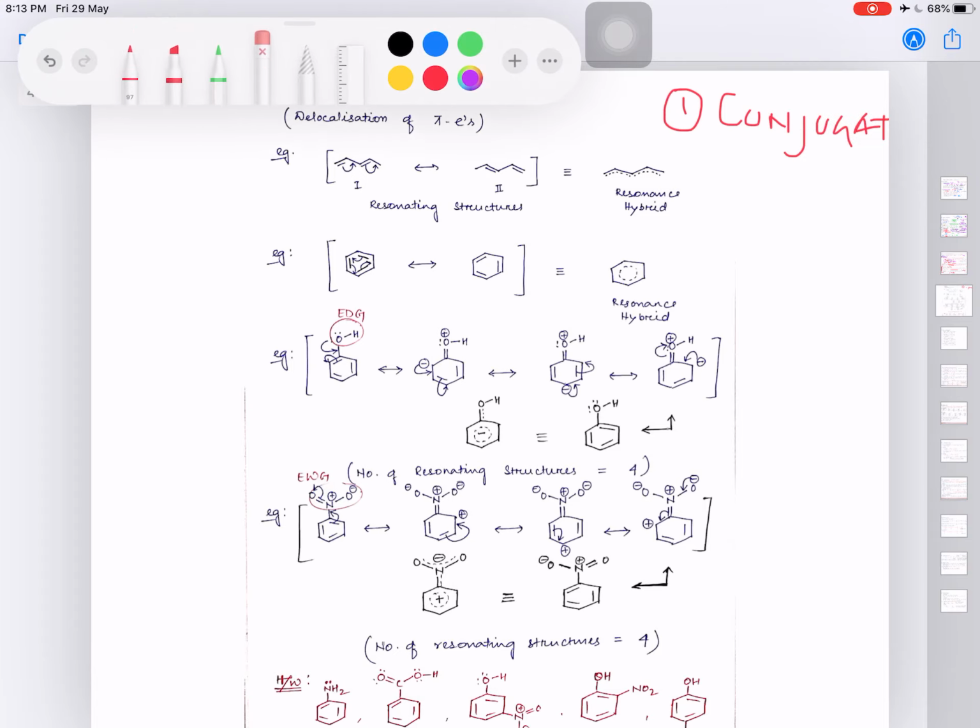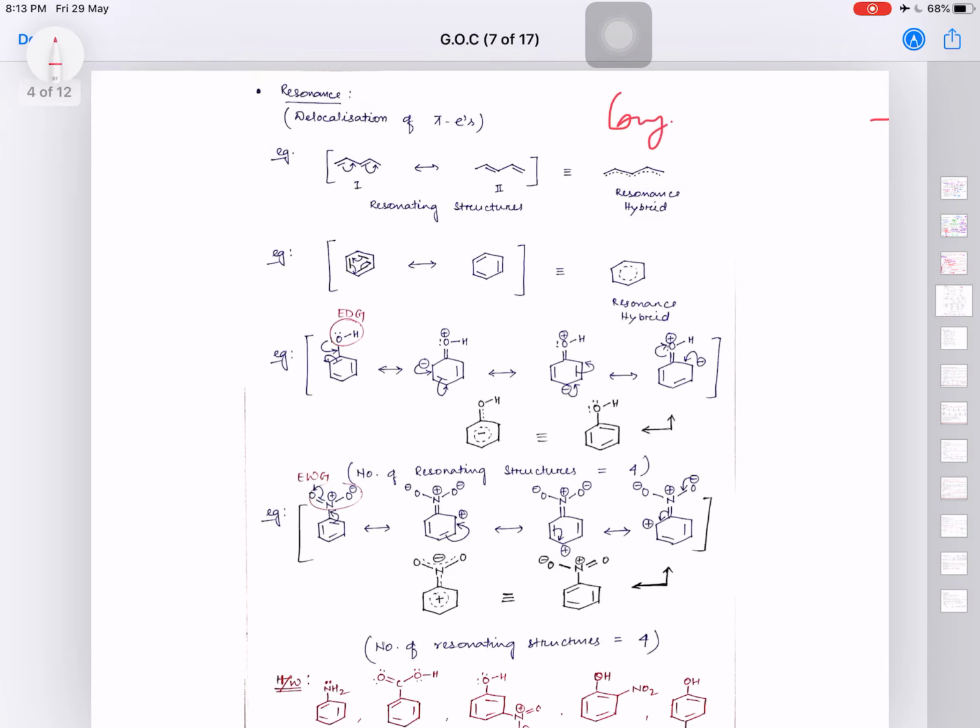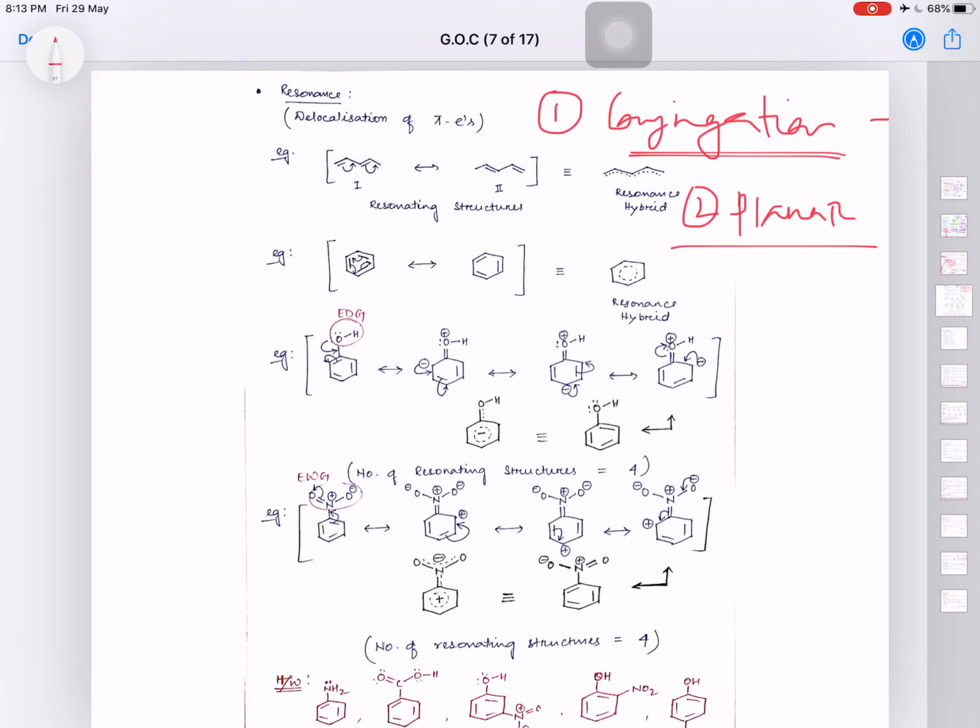For resonance you should have conjugation. Okay, first point is conjugation. Second condition is you should have planar structure. Okay, means the framework or the system should be planar. So if these two conditions are present, then only resonance is possible.